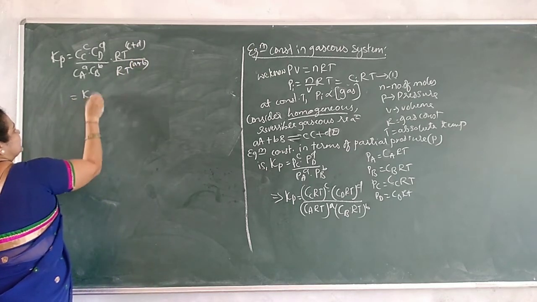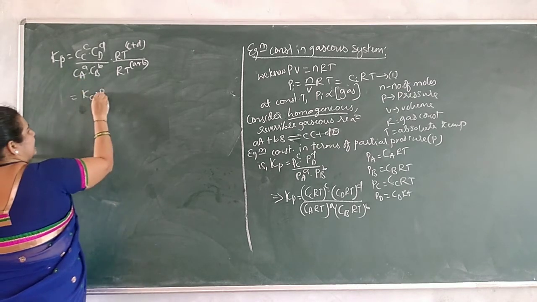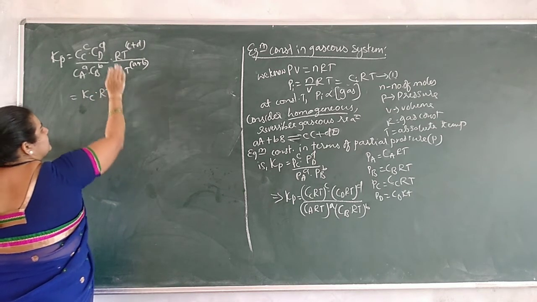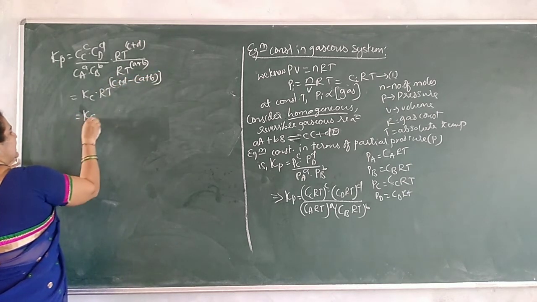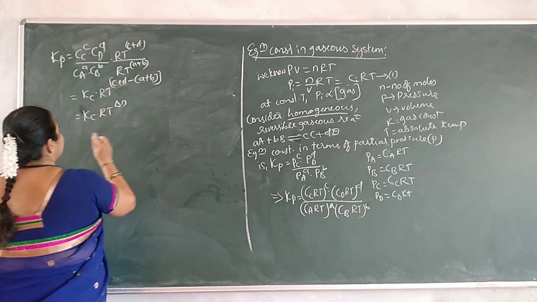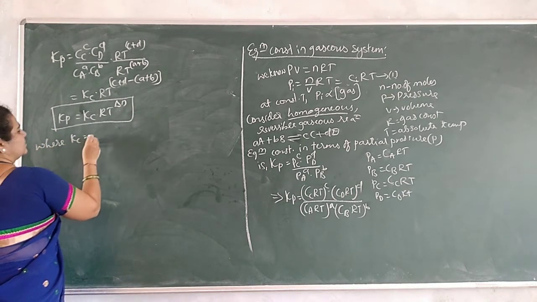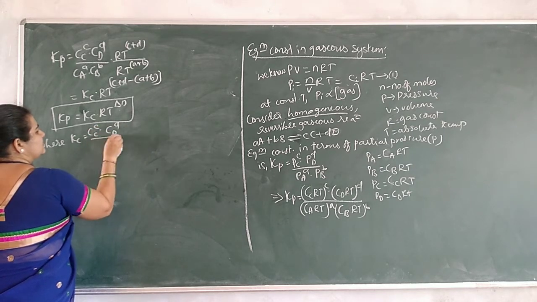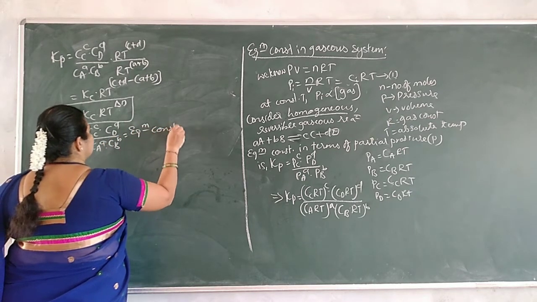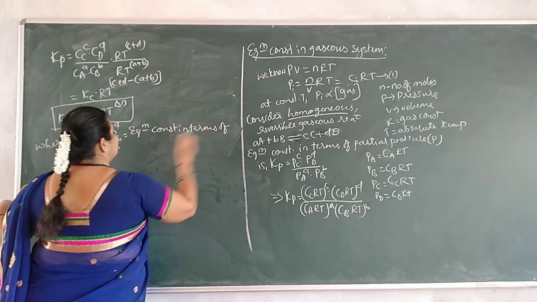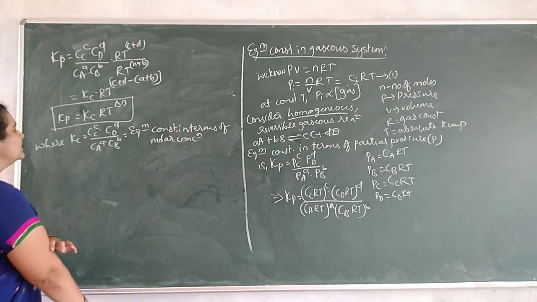So that is equal to, this term is nothing but the equilibrium constant in terms of concentration, into RT raised to delta N, or C plus D minus A plus B, that is equal to Kc into RT raised to delta N. So here, where Kc is equal to Cc raised to C, Cd raised to D divided by Ca raised to A, Cb raised to B, is nothing but the equilibrium constant in terms of molar concentration.